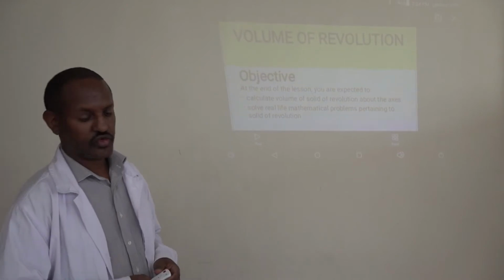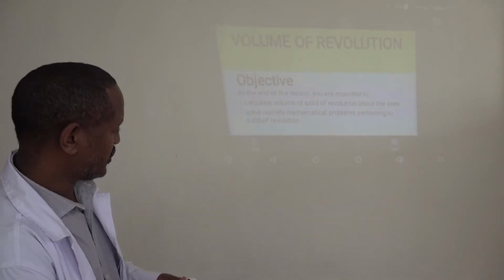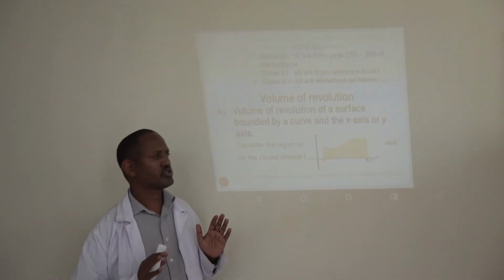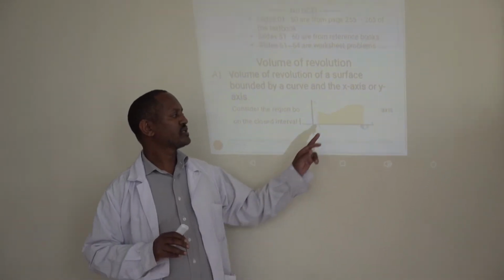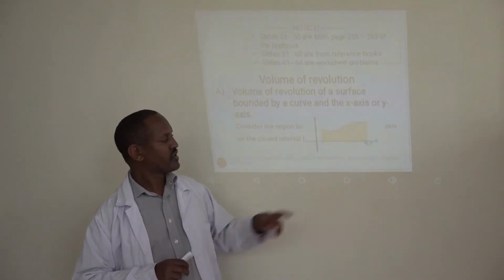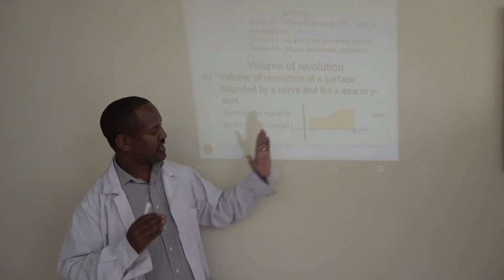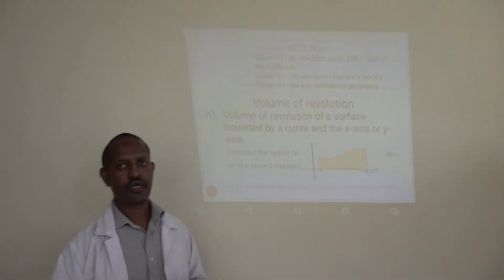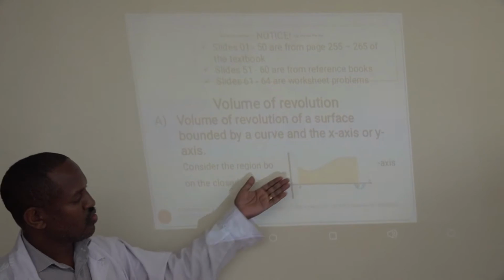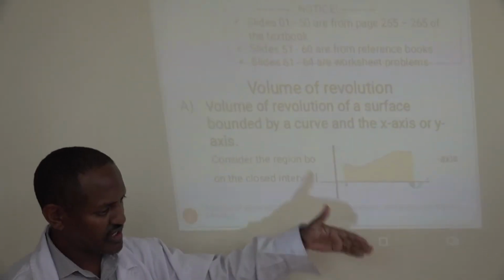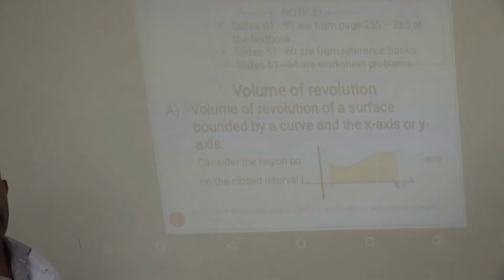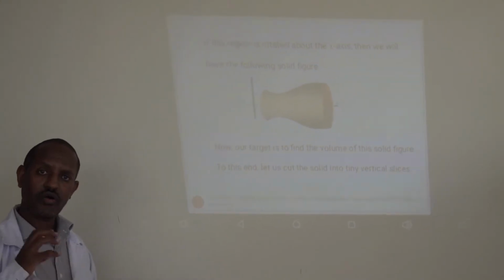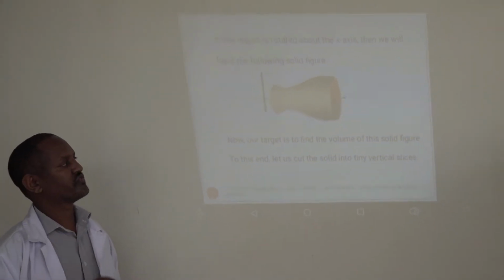Now, as I have mentioned before, the topic of discussion is volume of revolution. To start our discussion, let us consider a region that is bounded by the graph of a certain function f, the x-axis, and from the left and from the right by the two vertical lines x equals a and x equals b. Now, when we rotate this region about the x-axis, we'll have a solid figure of this form.